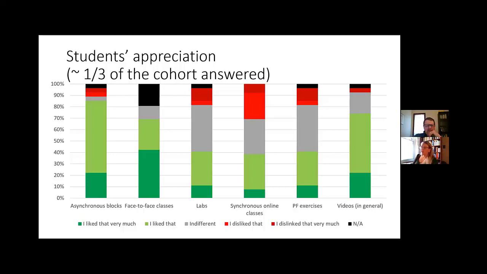When you compare to face-to-face classes, for a brief period of 2 or 3 weeks this semester, we had the authorization by the government to have face-to-face classes, but they shut it down really, really fast. So some of our students did have the opportunity to come to face-to-face classes, and they enjoyed that very much. They enjoyed in-person labs as well, but not as highly as the asynchronous blocks. Maybe it was just because those labs were not as interesting for them.